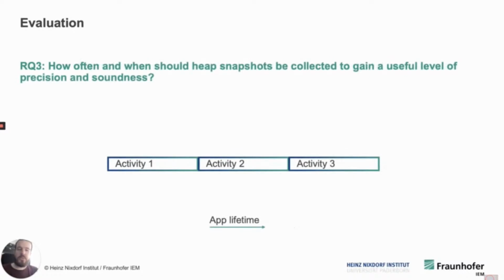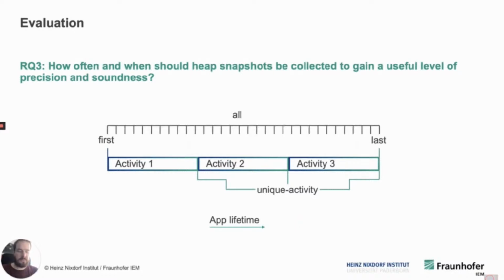Having more than 2,300 snapshots for 48 apps collected after each user interaction, we further propose the following heuristics to choose from those. First, first, where the first snapshot is taken after the app has started. Last, where the last snapshot is taken that was made during an execution. Unique activity, where the last snapshot conducted before leaving each Android activity is taken, and all snapshots.